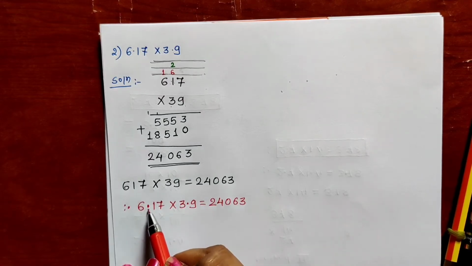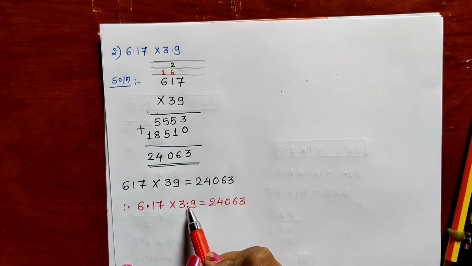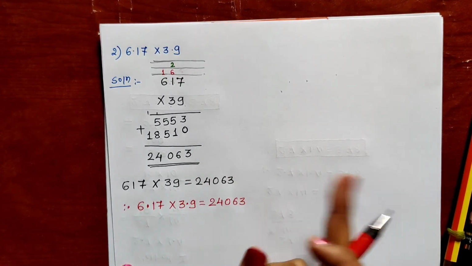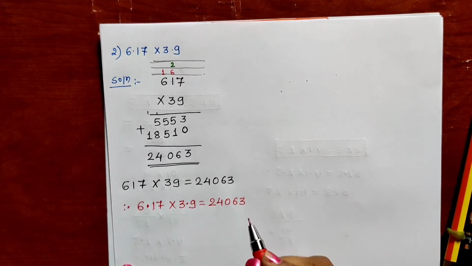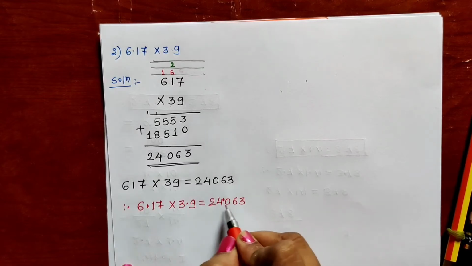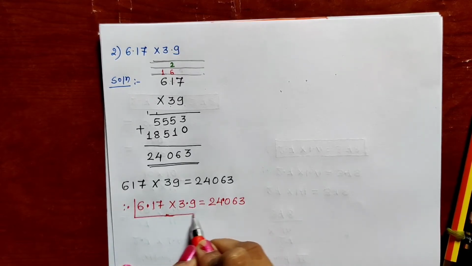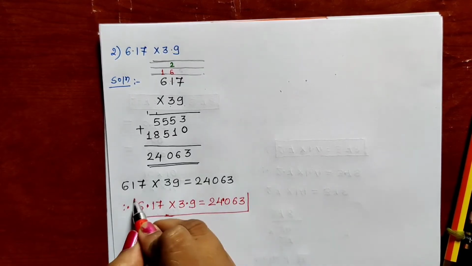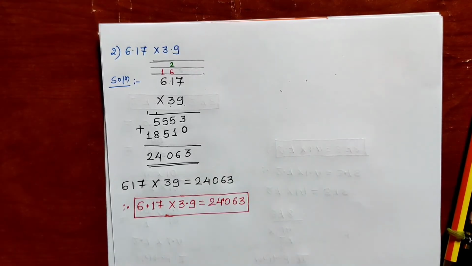Now see children, in this number after the decimal point there are 2 digits on the right hand side. In this number there is 1 digit on the right hand side. So 2 plus 1 is 3. So in the answer there should be 3 digits after the decimal point on the right hand side. So I have to put my decimal point here. So the answer is 24.063. In this way we have to write the answer. So I think this multiplication method is easy to solve.